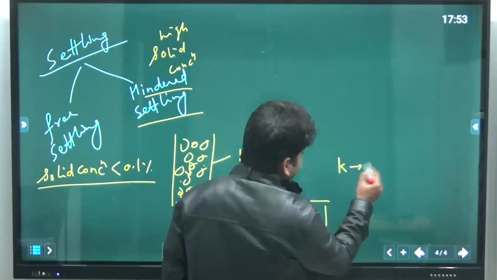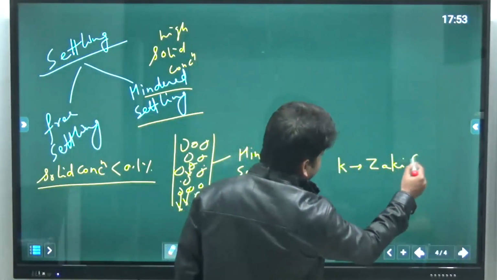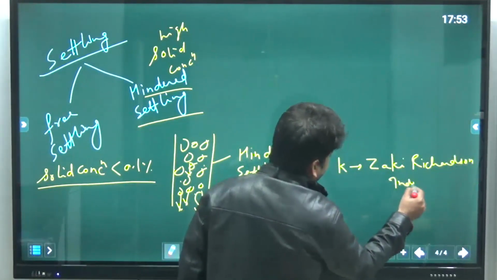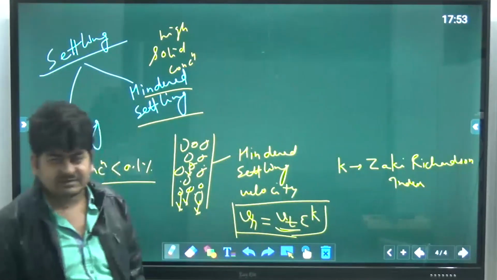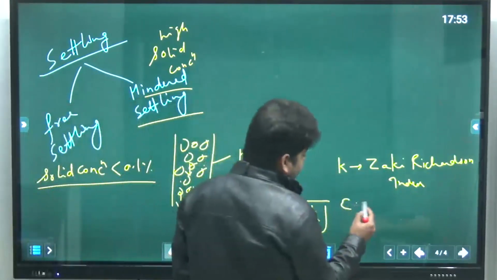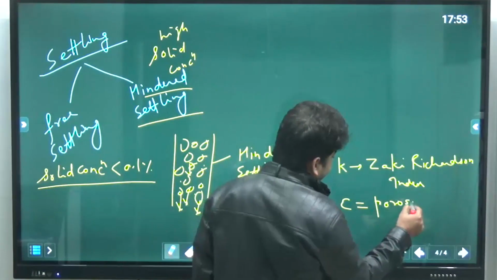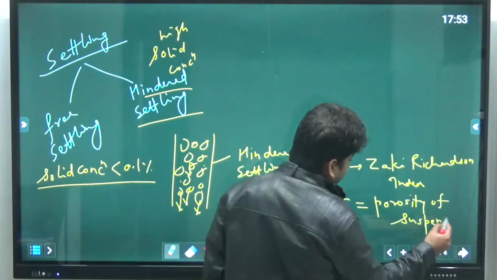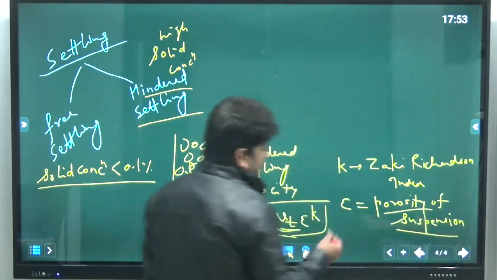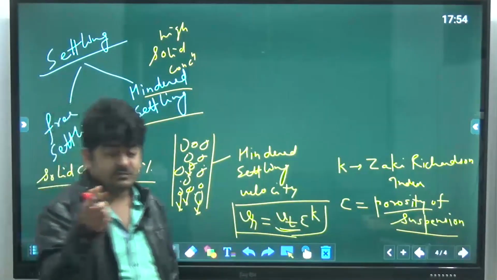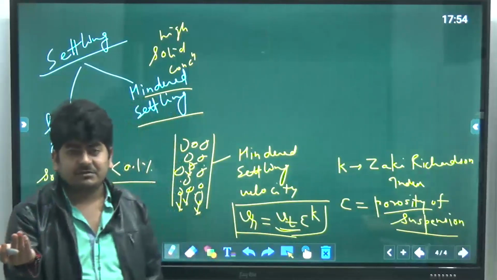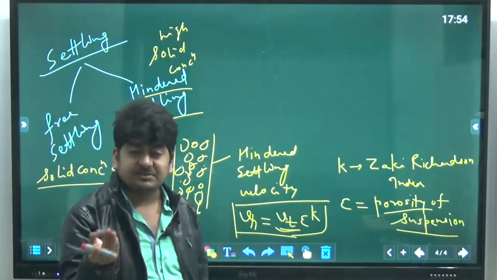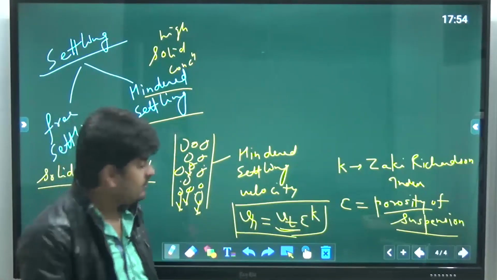k is the Zaki-Richardson constant, or Zaki-Richardson index, whatever you want to say. And epsilon is the porosity of the solution. Actually I should use the term mixture or suspension. We use solution when it is a one-phase mixture, when solid particles are dissolved in water or in fluid. But suspension means when solid particles are undissolved.